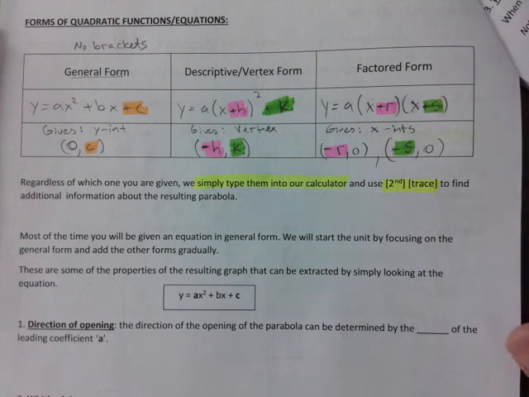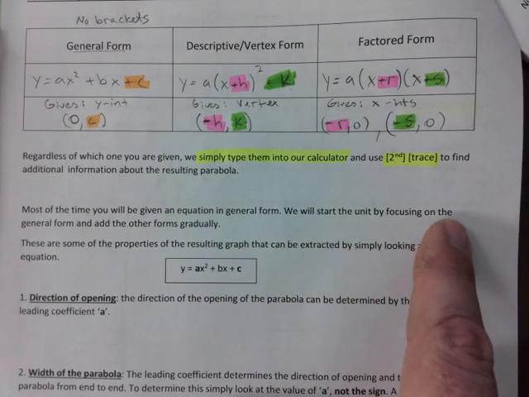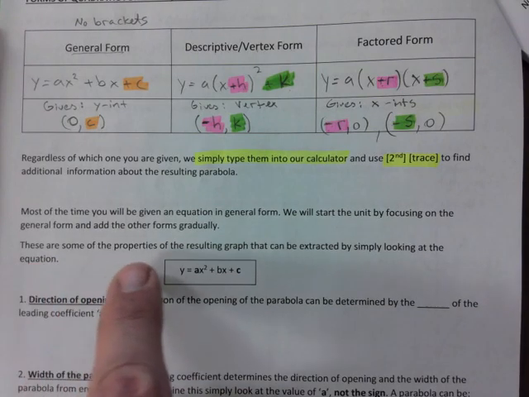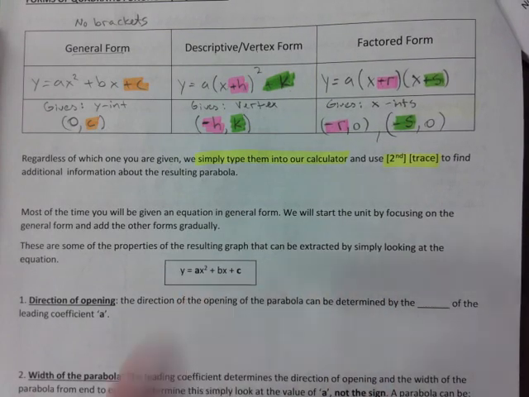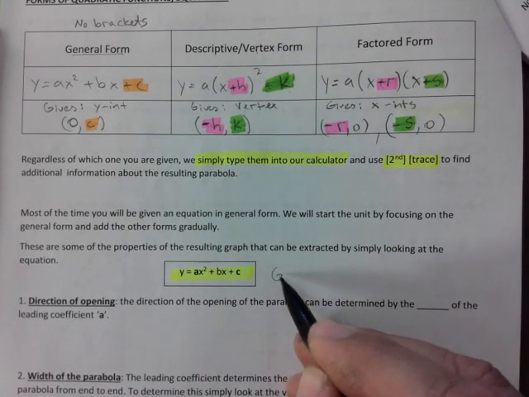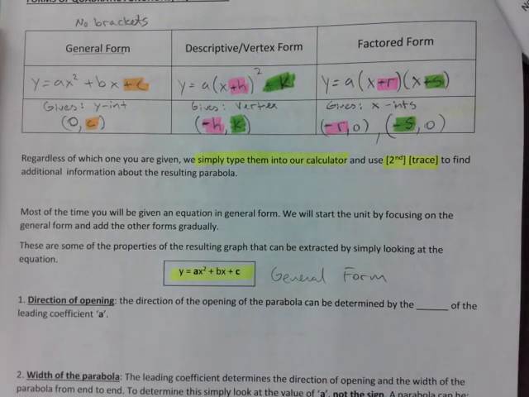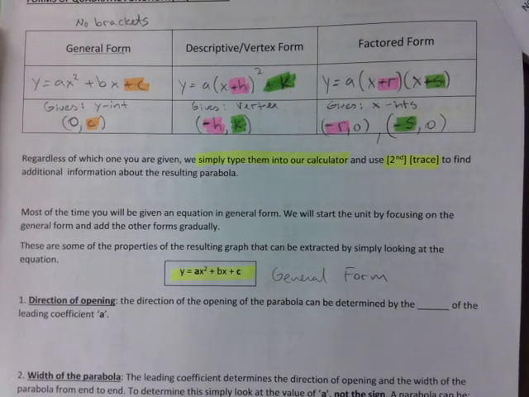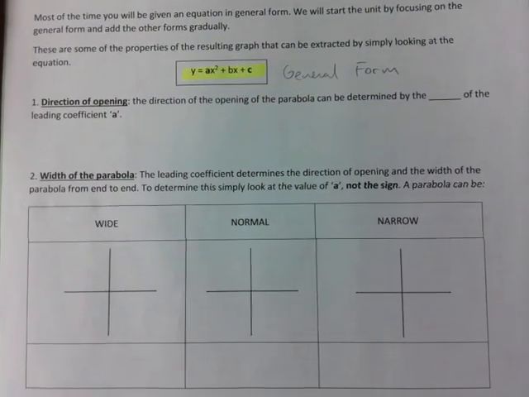Okay. Most of the time, you'll be given an equation in general form. We will start the unit focusing on general form and then add the others gradually. These are some of the properties of the resulting graph that can be extracted by simply looking at the equation. So if it's in general form, then you can for sure graph all of these things by a combination of looking at it and also using your calculator. So there are some ways to cross-reference and check whether or not you're doing things right.